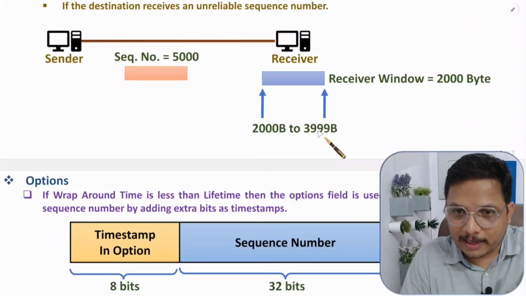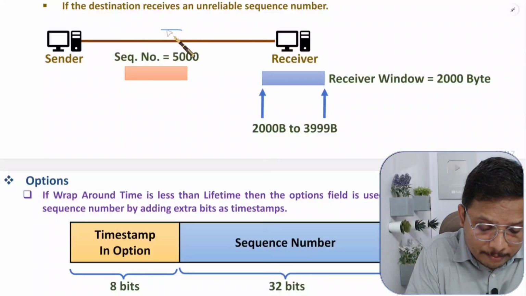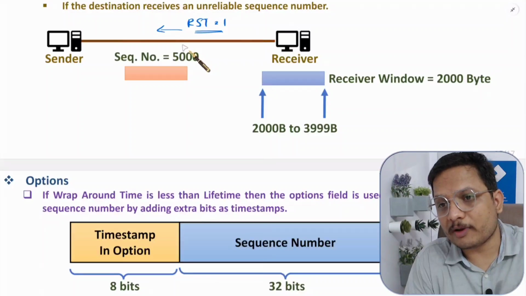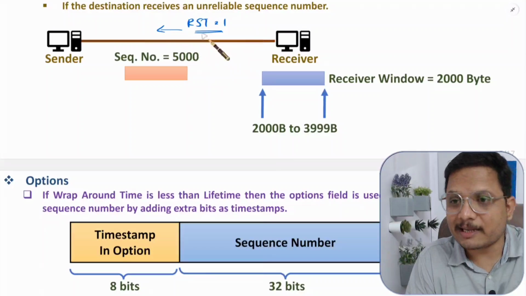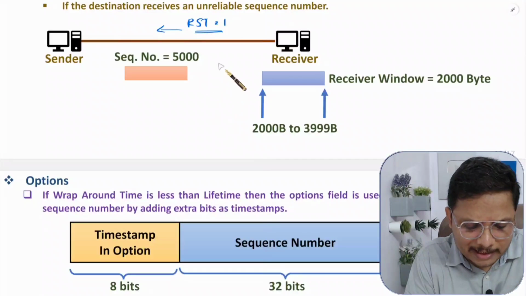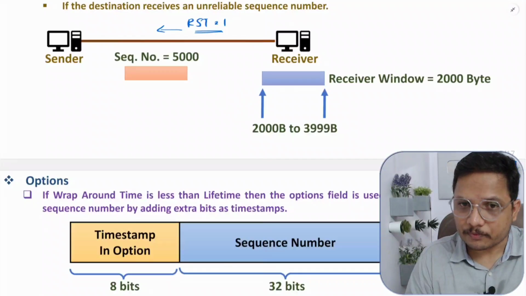So at that time the receiver will send a frame to the sender saying RST bit equal to 1, that we need to reboot the connection. So we need to reset the connection, means again we need to have connection establishment. The reason is there is something wrong, right?